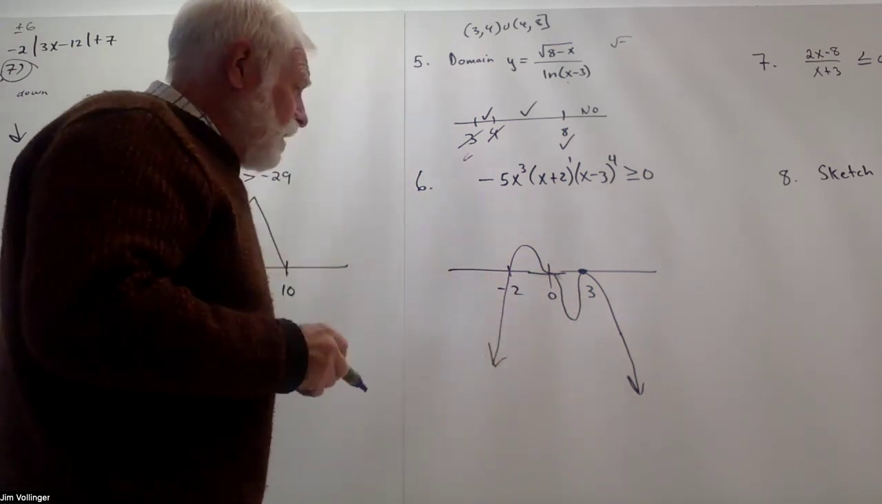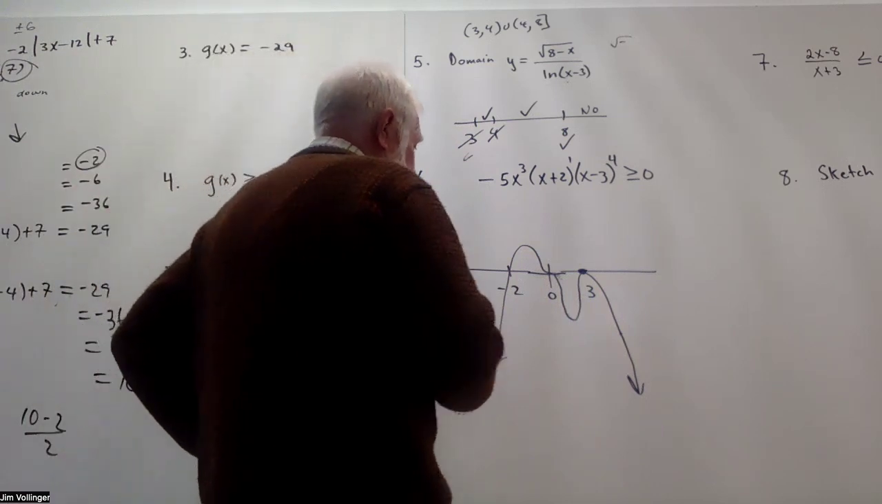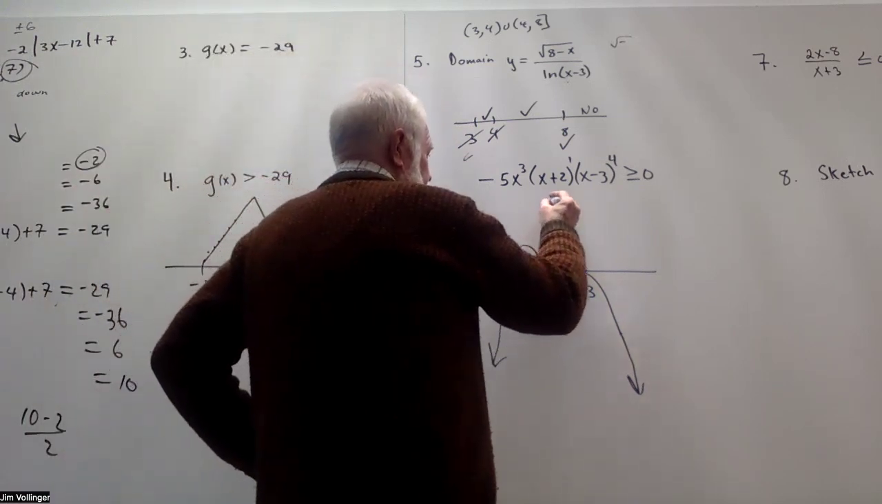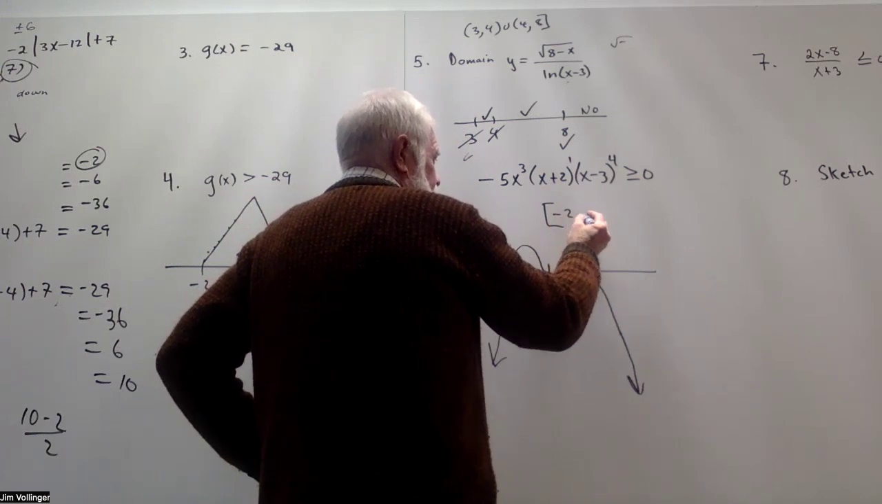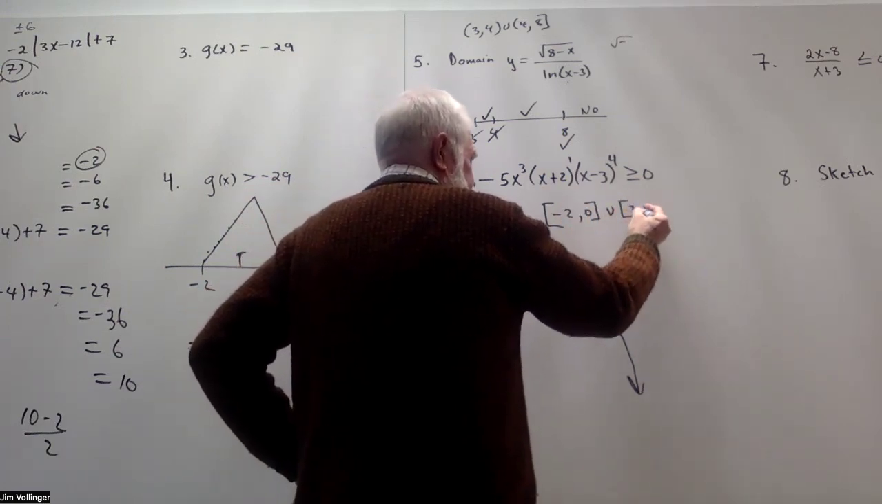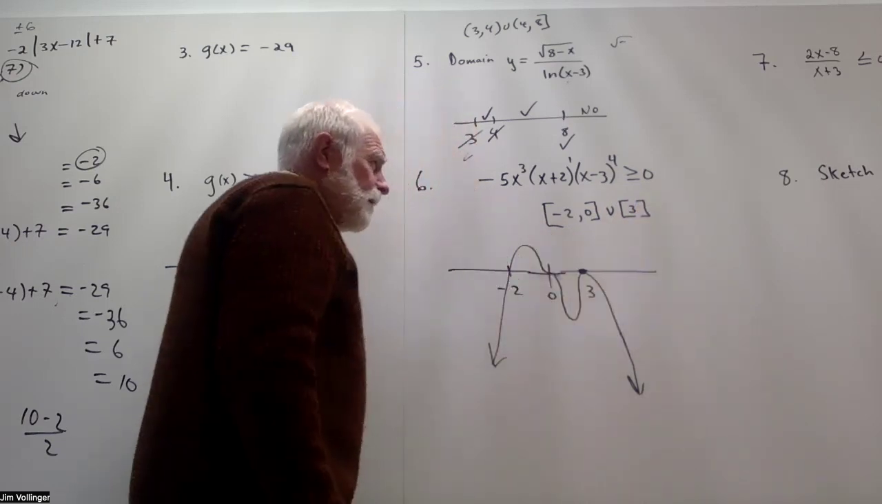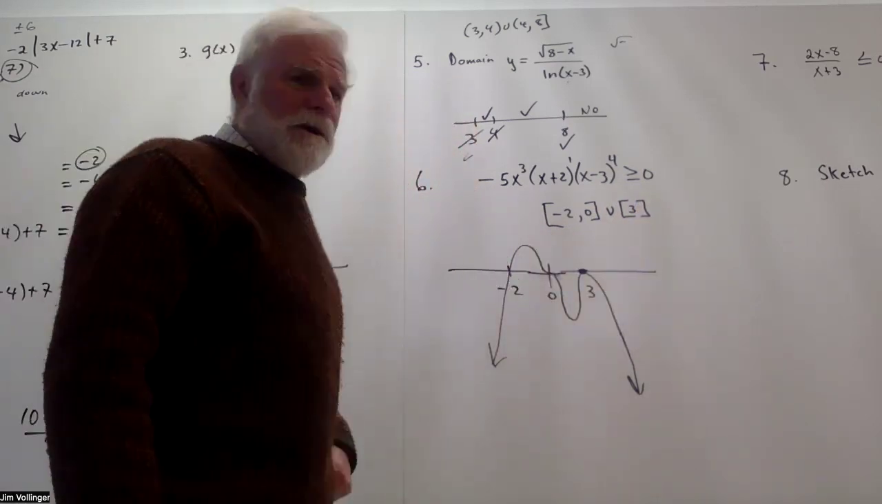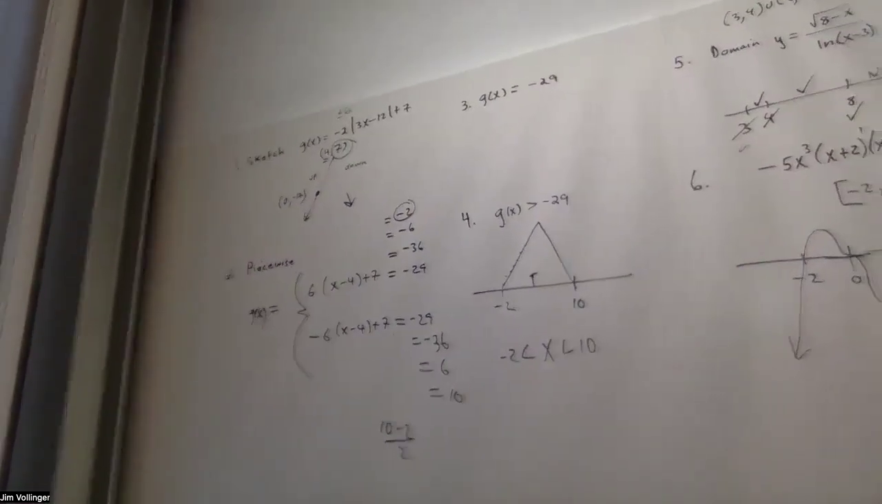And if I'm looking at greater than or equal to, well, that's pretty easy: -2 to 0, and also equal to, so bracket, union 3. That's what I'm seeing. And you write to me if I make any mistakes here, because I'm not going to double check.